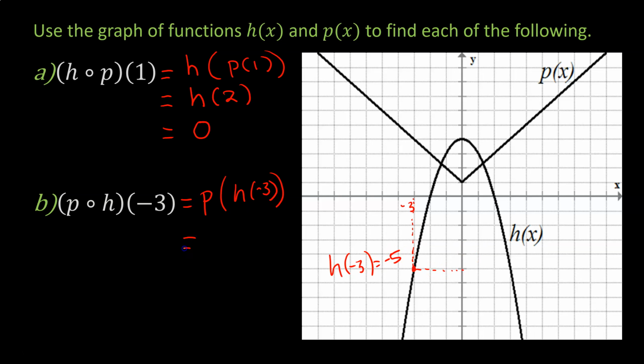So this becomes p of negative 5, and to find p of negative 5, I would go out to negative 5, which is here, and go up to my function p, and look for my output. And my output is 1, 2, 3, 4, 5, 6. So p of h of negative 3 is equal to 6.